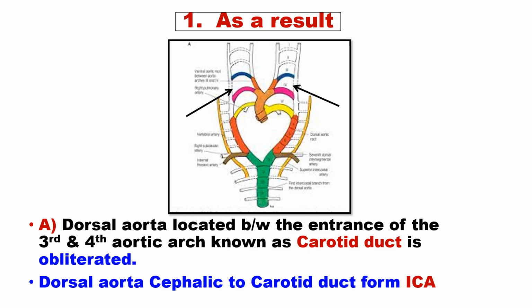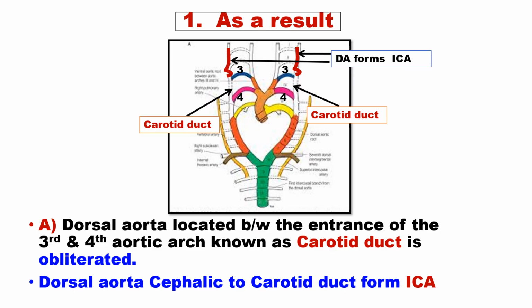The important changes which also occur in the blood vascular system: the dorsal aorta located between the third and the fourth aortic arch is known as the carotid duct. It finally gets obliterated and the dorsal aorta cephalic to the carotid duct forms the cranial part of internal carotid artery, which supplies the brain and the ear and the eye.